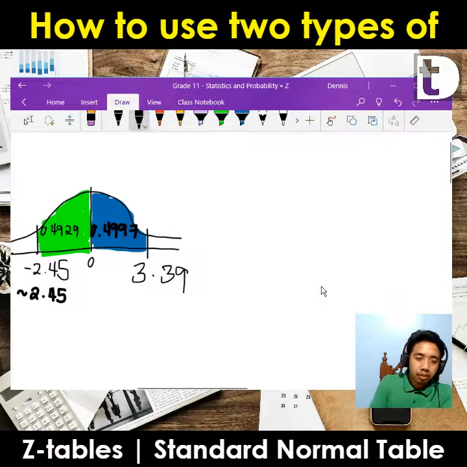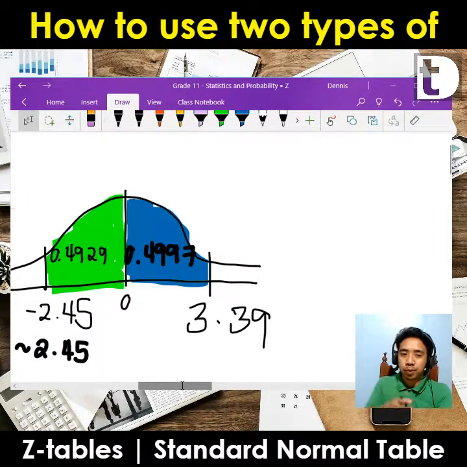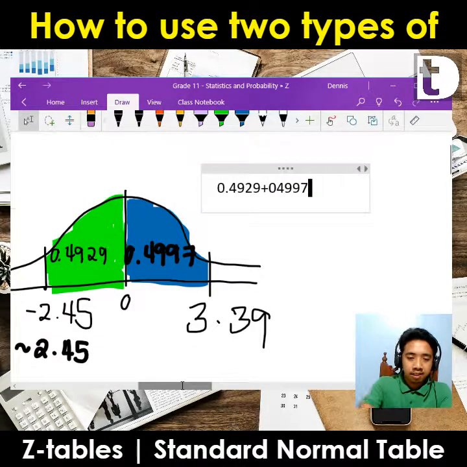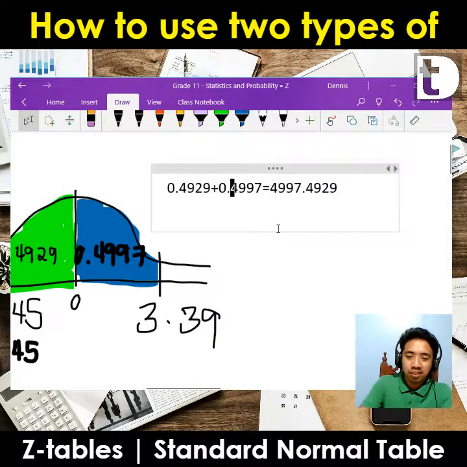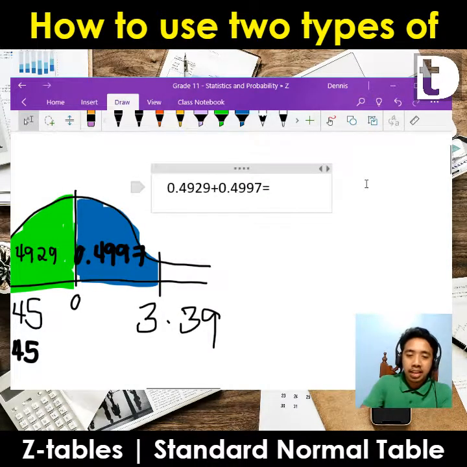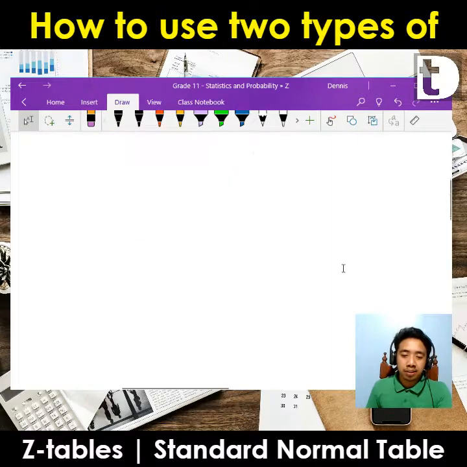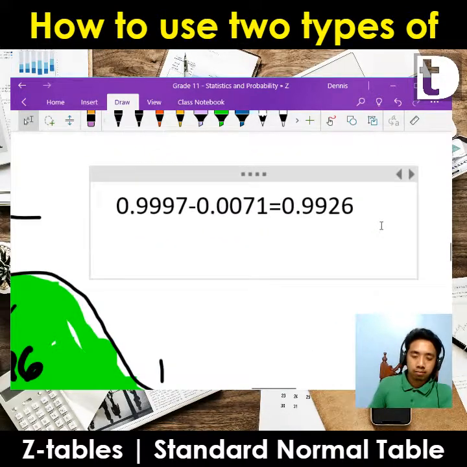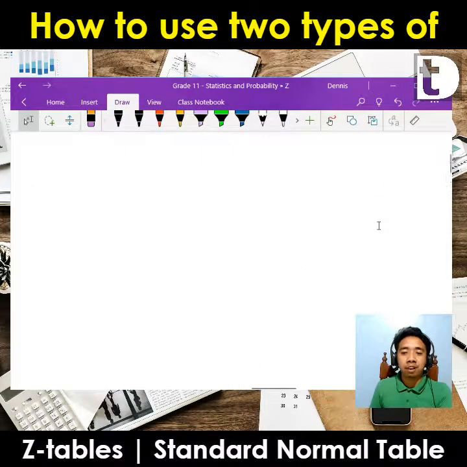Okay, so let's verify. Let's add it. This time, what operation are we going to use? We're going to add. So all we need to do is to type the addition sentence 0.4929 plus 0.4997 equals, then hit enter. Wow, magic. Is it the same area as the one that we got from set 2? Our area here is 0.9926.